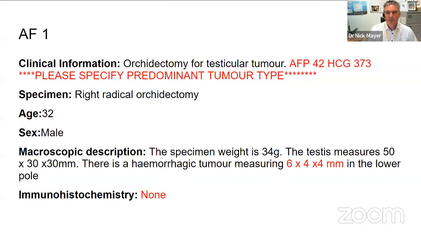So the first case was a testicular tumor. We were given some serum germ cell markers, and we were asked to specify the predominant tumor type, which did cause a bit of angst in relation to this case. So it was a small tumor, only 6 millimeters in size. And the real problem with this case was no immunohistochemistry was provided.